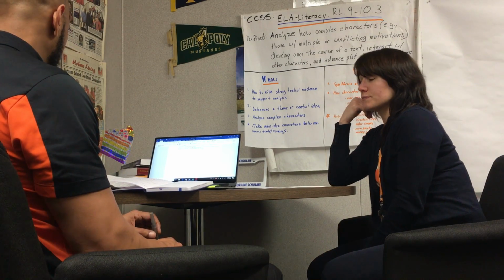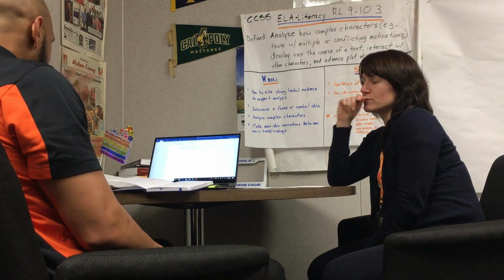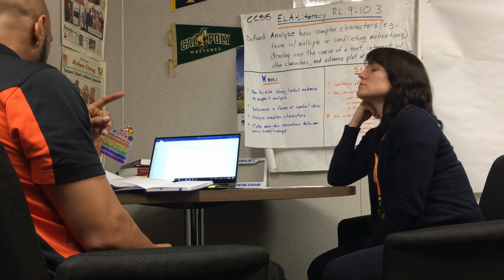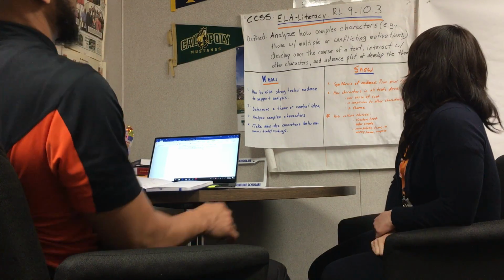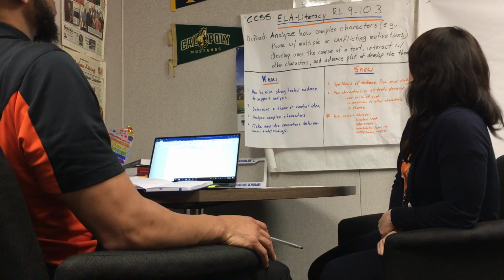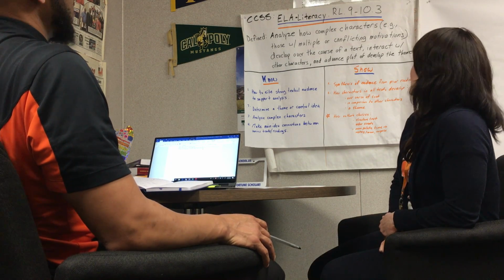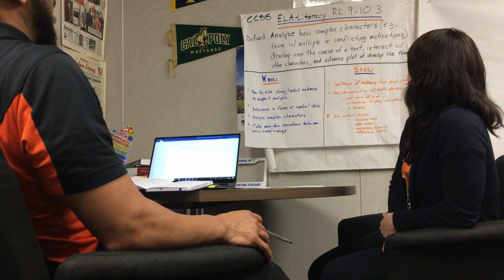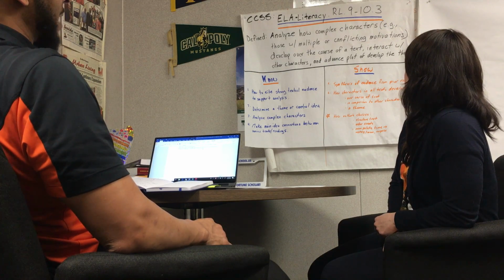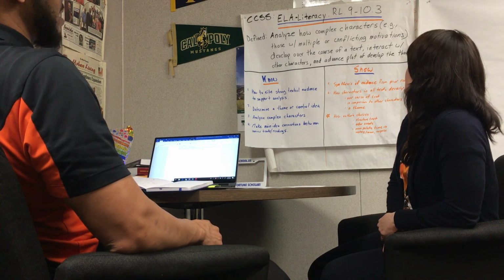Excellent. Okay, so today I want to dive directly into the standard, I think it's reading language 910-3. You can look at it here: analyze how complex characters, for example those with multiple conflicting motivations, develop over the course of a text, interact with other characters, and advance the plot or develop the theme.